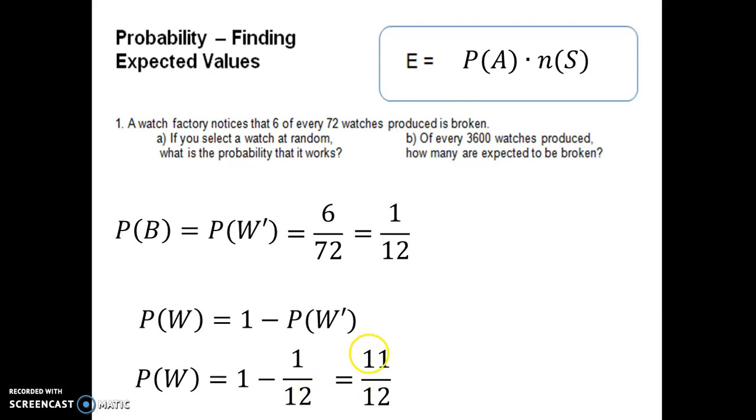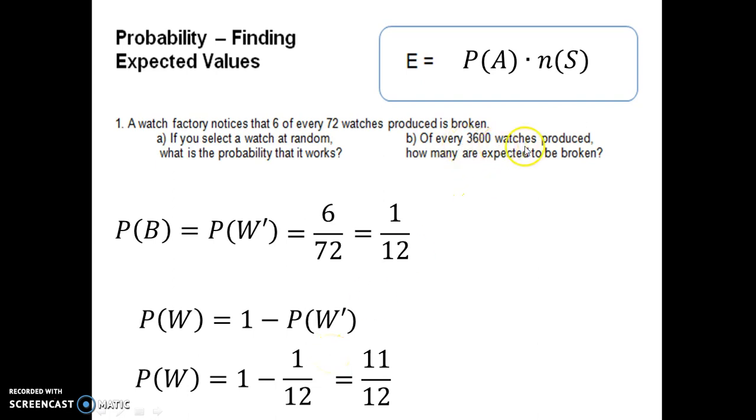So the chance to get a working watch is 11/12, and that makes sense because if a working watch is 11 out of 12 watches, then the remaining 1 out of 12 is the broken one. But it is important to use this notation and understand how it works. Get used to that more than just finding that number, because I think finding a number is probably easy for you, but writing it properly is a little tougher.